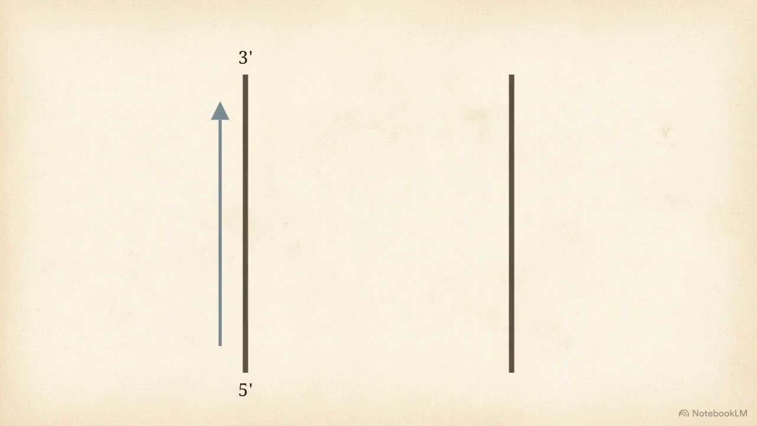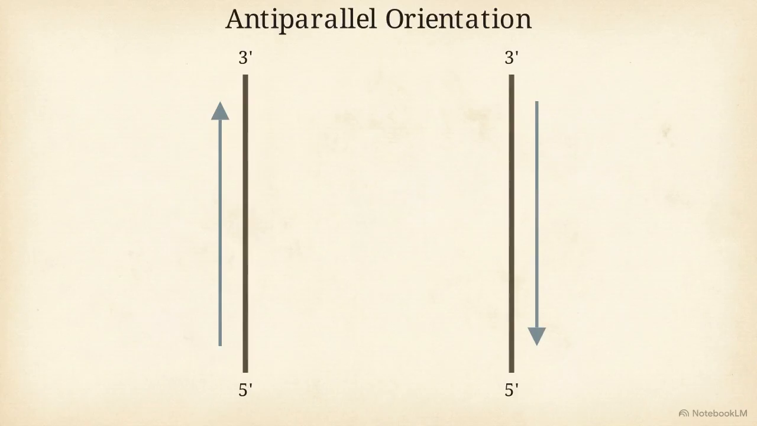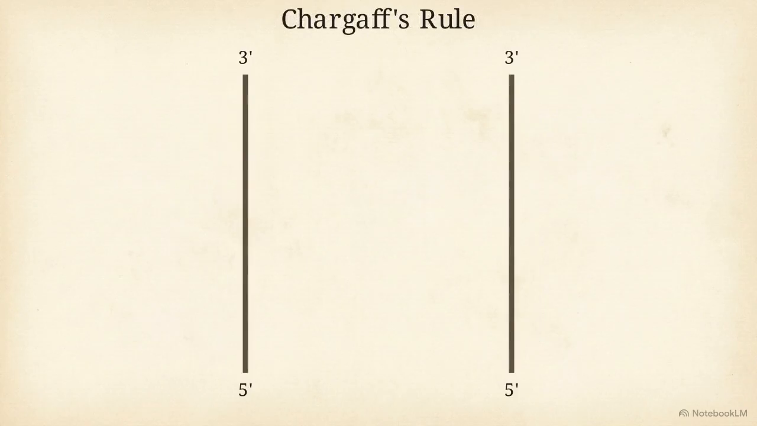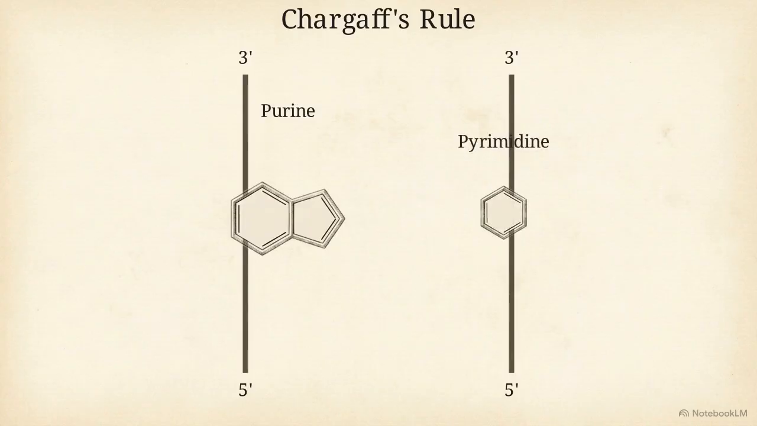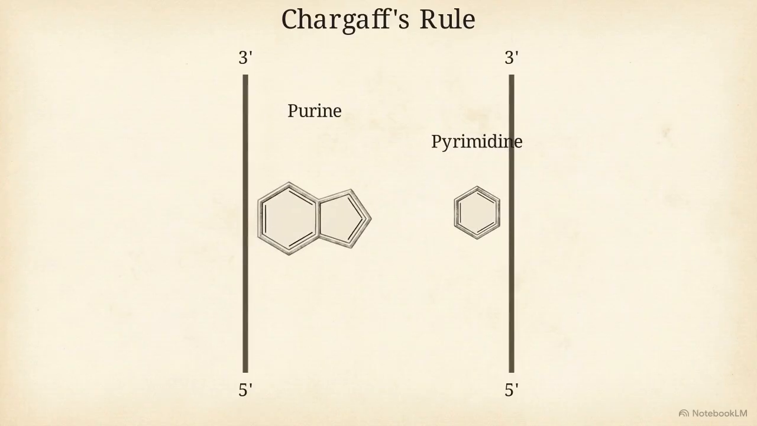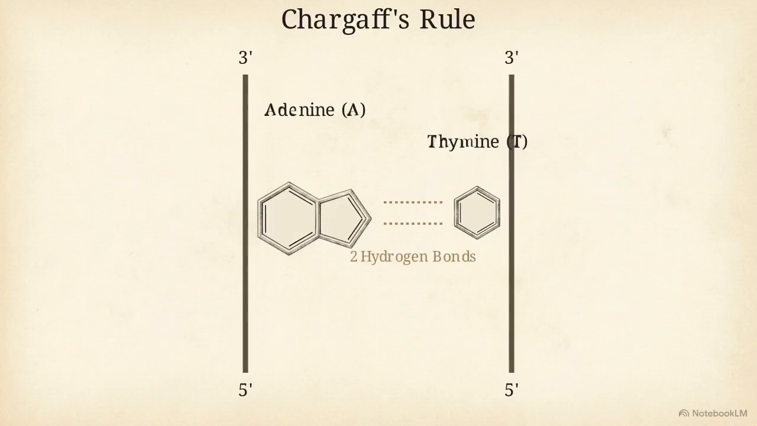To complete the structure, a second polynucleotide strand must align with the first. Because of the backbone's chemical asymmetry, this second strand must run anti-parallel, aligned upside down from the 3' to the 5' direction. The interior connections are governed by Chargaff's rule. This chemical law requires that large double-ring structures, the purines, strictly pair with smaller single-ring structures, the pyrimidines. Specifically, the purine adenine pairs with the pyrimidine thymine, locking together using exactly 2 hydrogen bonds. Guanine pairs with cytosine, using exactly 3 hydrogen bonds.